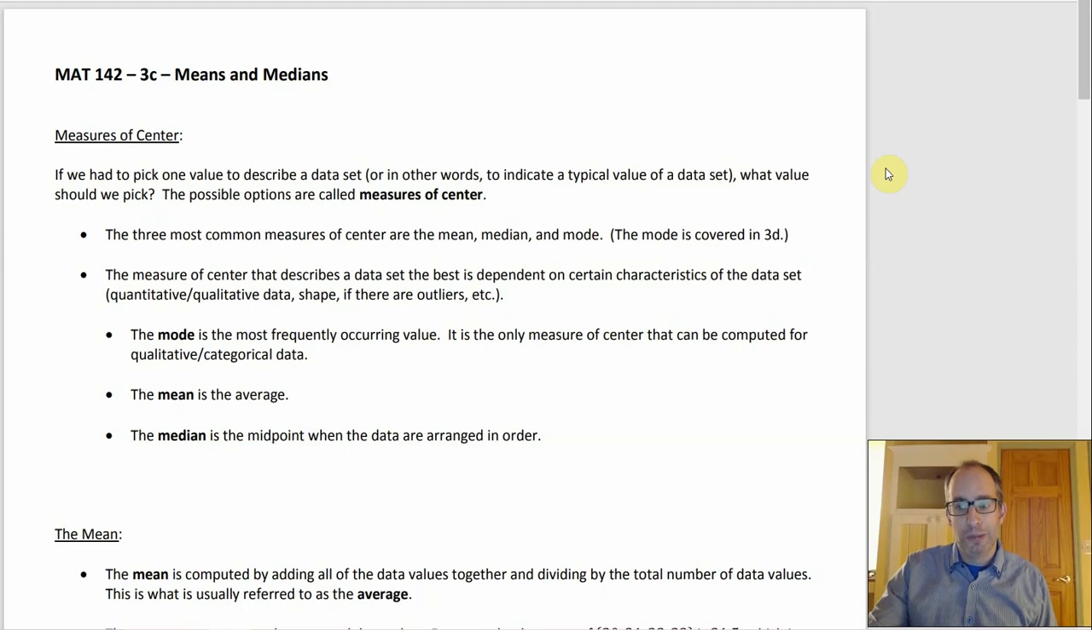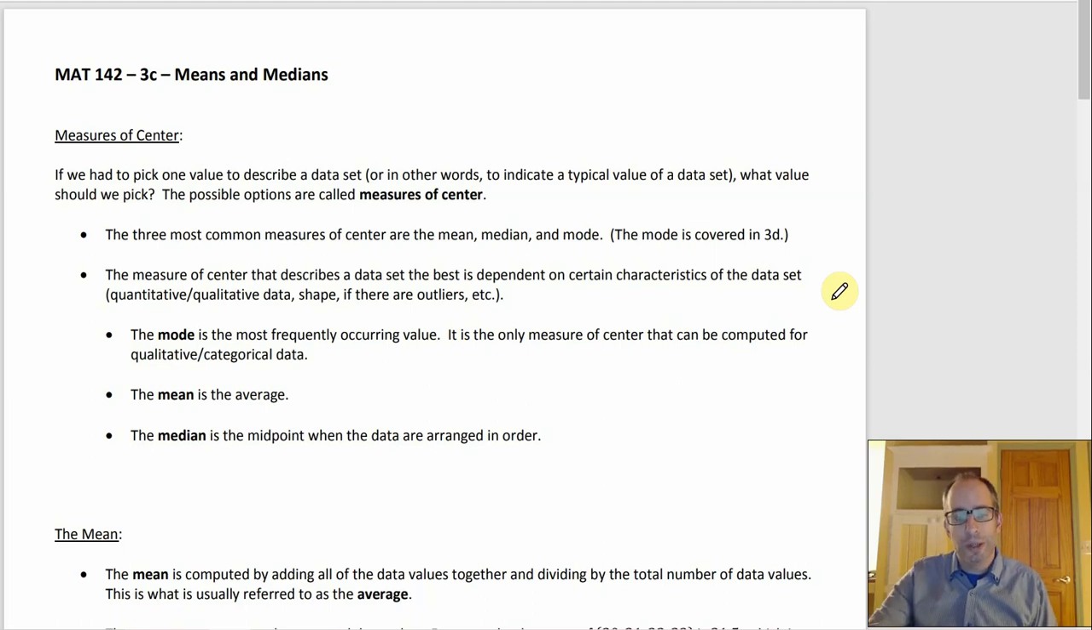Because they're not all going to be the same thing unless you have a data set that's perfectly symmetric, which rarely ever happens in real life. So the most common measures of center, ones that I would imagine everybody's heard of, are the mean, median, and mode. The mode is actually covered in the next section, not in this one. So it's kind of referenced at the beginning here, but then it goes away. And sometimes there will be a measure of center that's better than the others.